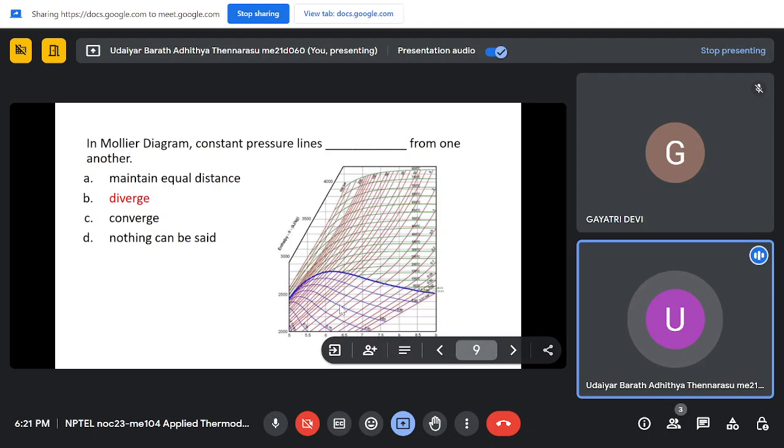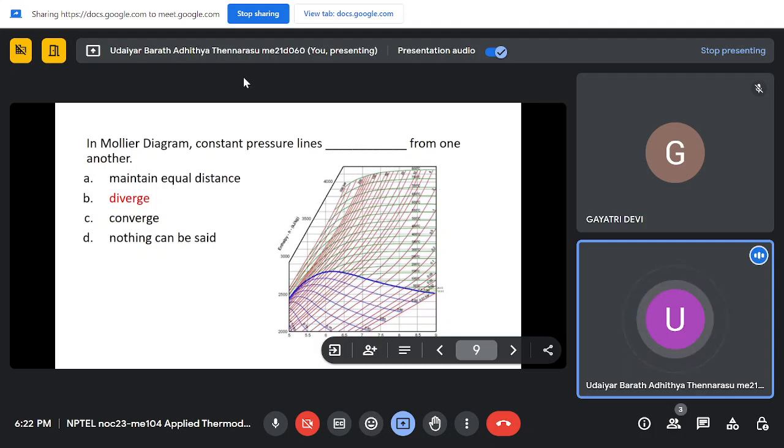If you look at the diagram, at lower entropies the difference between two constant pressure lines is less, compared to the rightmost part, where you have a larger difference. So you can see it's diverging. But if you don't have a Mollier diagram, how will you see this?